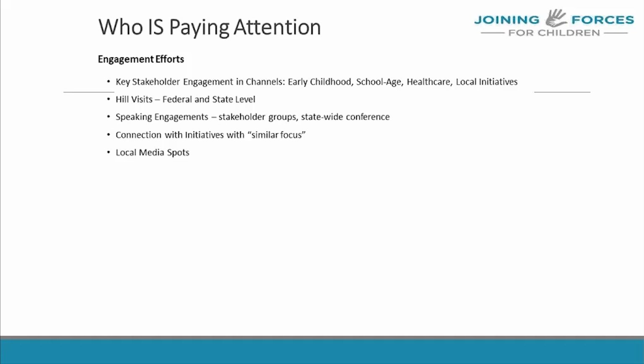We've also made intentional connections with initiatives with a very similar focus. So in Cincinnati, for example, there is a group called the Poverty Collaborative, which is working specifically on ways to lessen poverty and address increased self-sufficiency for more of our families.